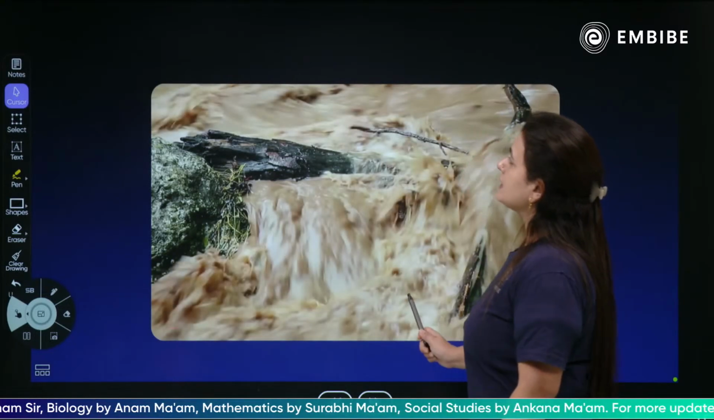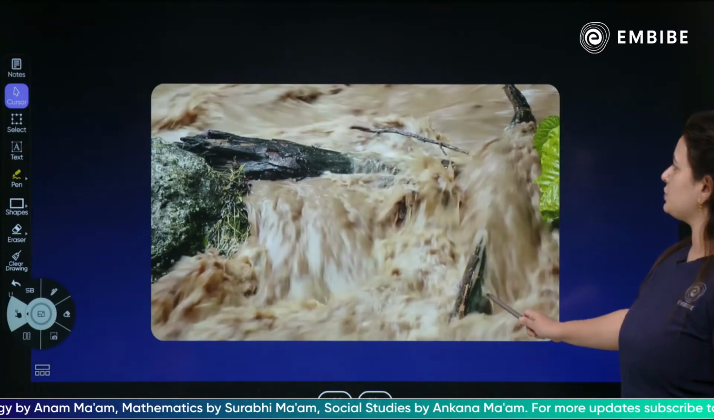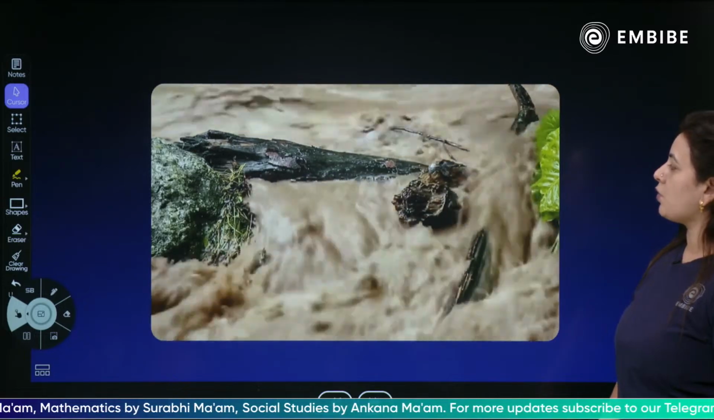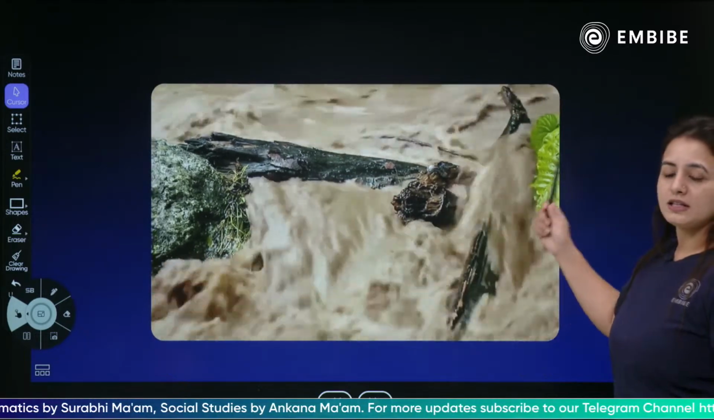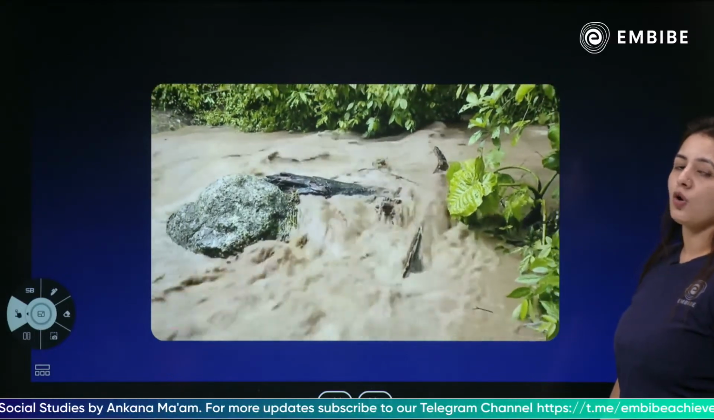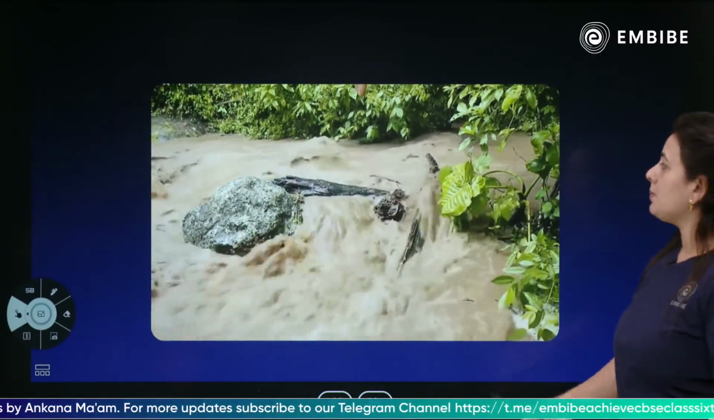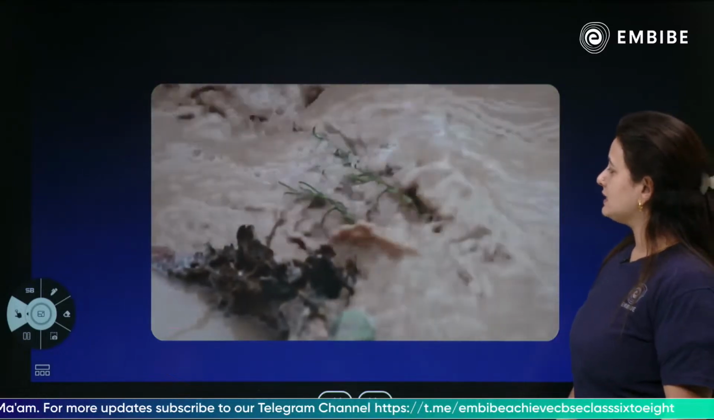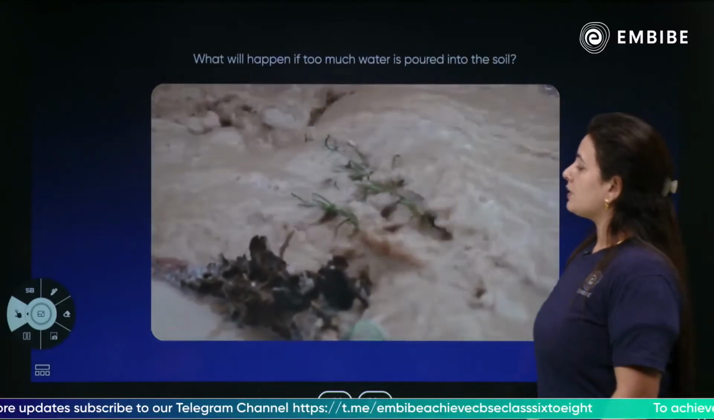So children, as you can see, this is water pollution. The water is continuously flowing. This is dirty water, and how is this happening? This is happening because of the lack of proper management. We are going to discuss that.